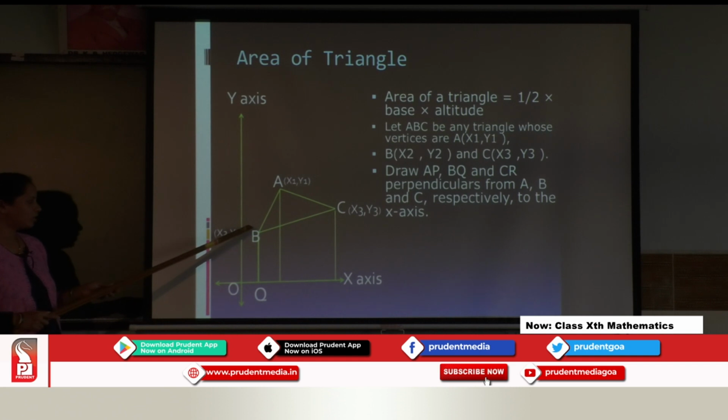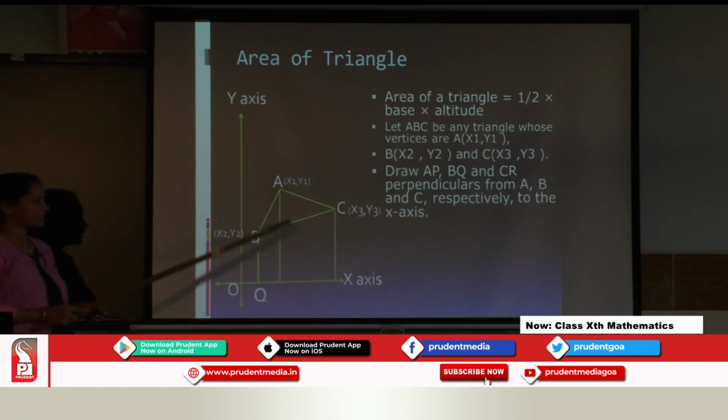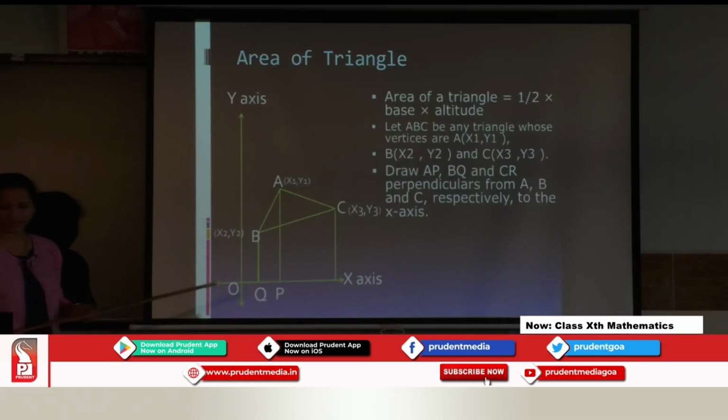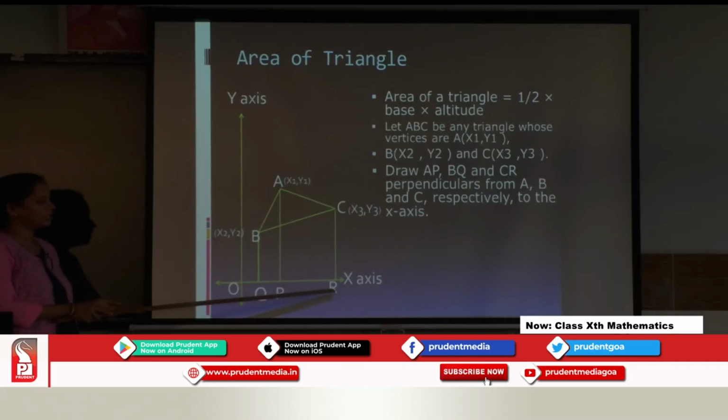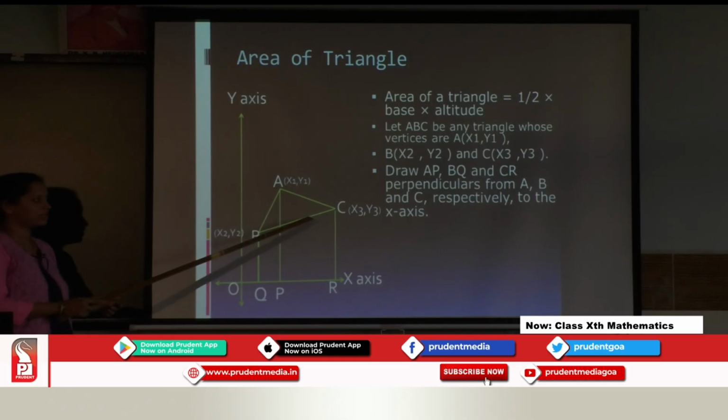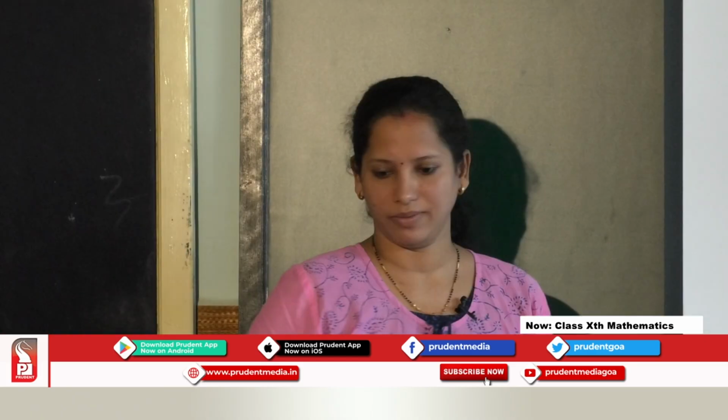So draw BQ perpendicular to the x-axis, AP perpendicular to the x-axis and CR perpendicular to the x-axis, meeting at Q, P and R. So here we got trapeziums: ABQP is one trapezium, then ACRP is another trapezium, and BQCR is one more trapezium. So here we got 3 trapeziums and 1 triangle. By using the area of the trapezium, we have to find the area of this triangle ABC.